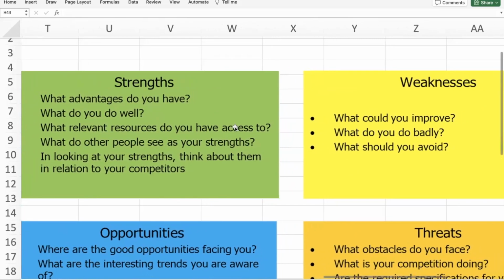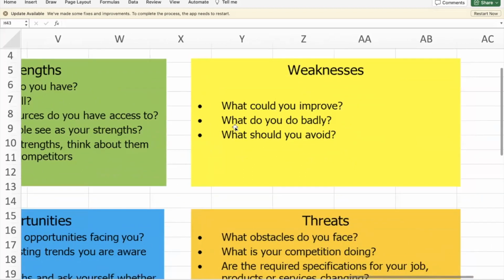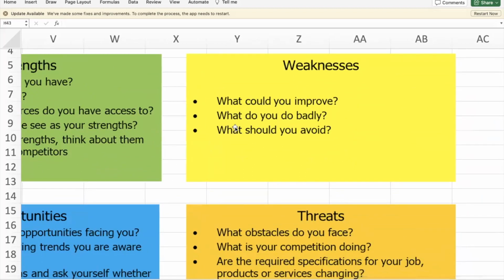The second quadrant is your weaknesses. And questions you can ask yourself and others are, what could you improve? What do you do badly? What should you avoid?